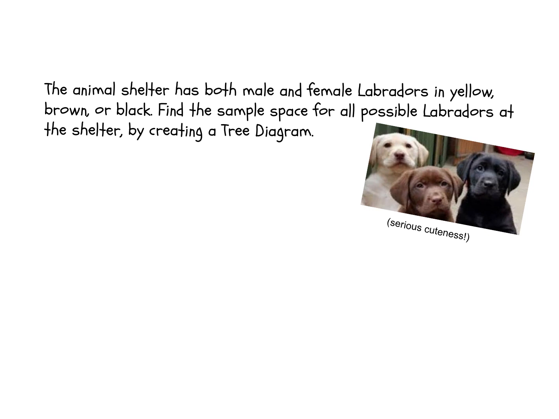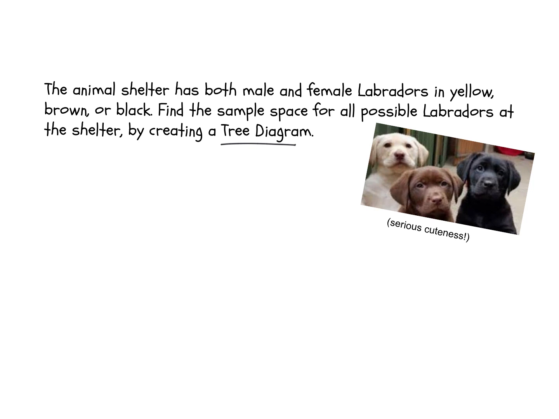Okay, so here's another situation. The animal shelter has both male and female Labradors in yellow, brown, or black. Find the sample space for all possible Labradors at the shelter by creating a tree diagram. So instead of creating a table like we did with the ice cream cones, we're going to do a tree diagram, which is a little bit easier and less work than a table.